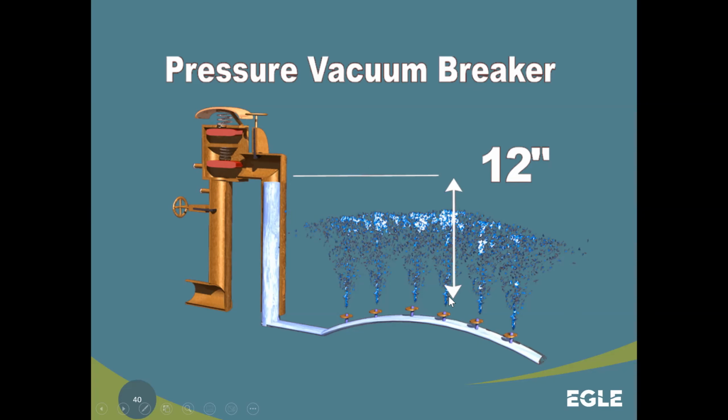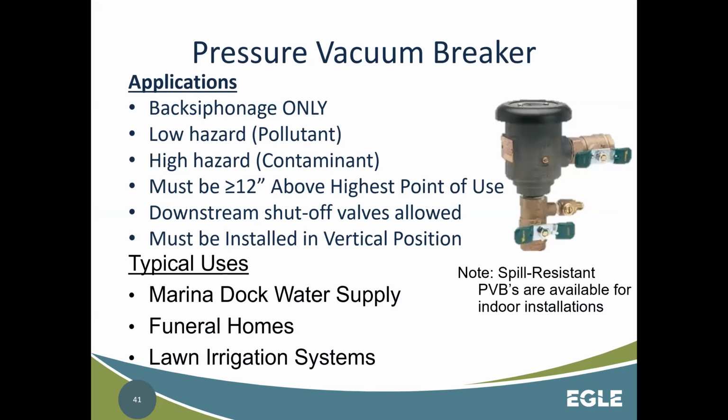So lawn irrigation systems and stuff, that's why you see these on the outside of houses, because this is the most commonly used area for those, lawn irrigation systems. And you see them on the outside of houses and businesses, and they are typically higher than the highest point of use by at least 12 inches, okay?